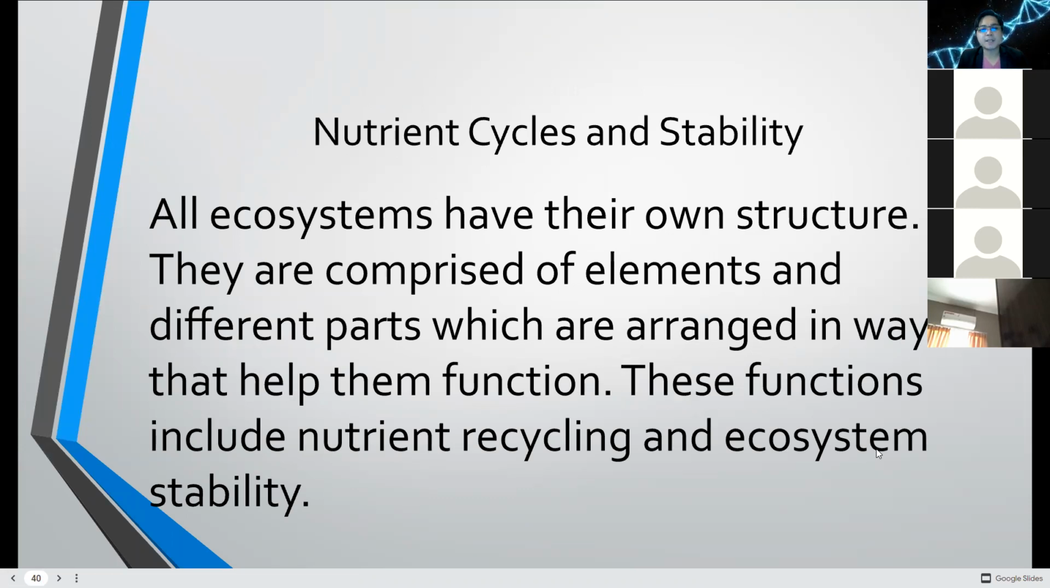Nutrient cycle and stability. How can we stabilize an ecosystem by this? Okay, what are our chances of stability when it comes to the nutrient cycle in an ecosystem? All ecosystems have their own structure. Apparently, they are composed of elements and different parts which are arranged in many ways that help them function.